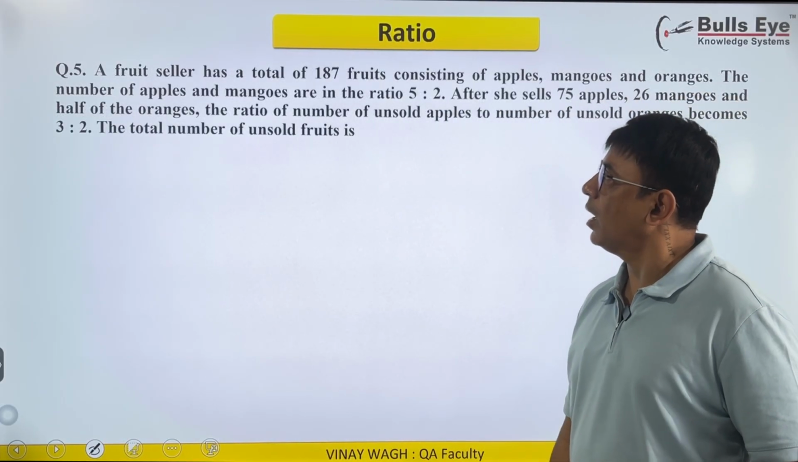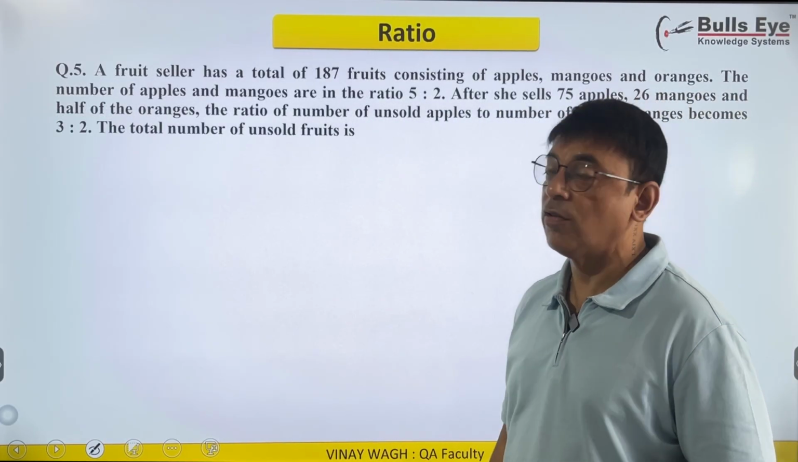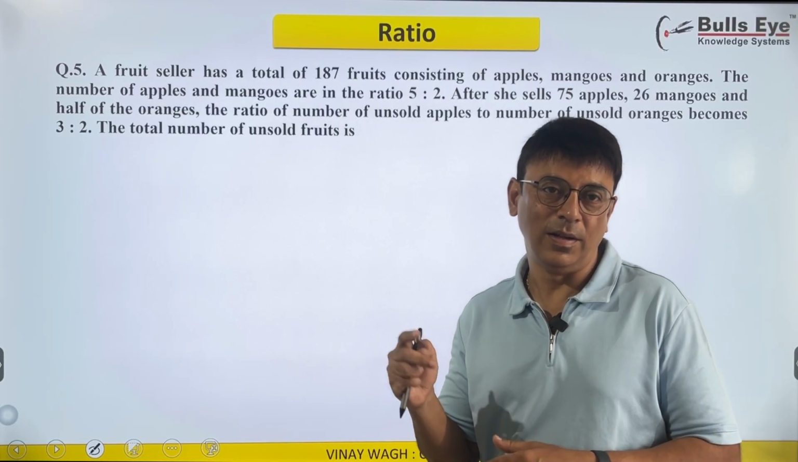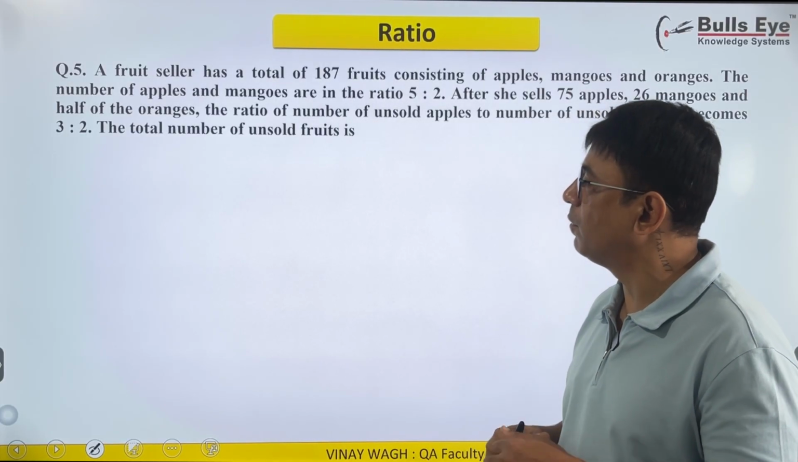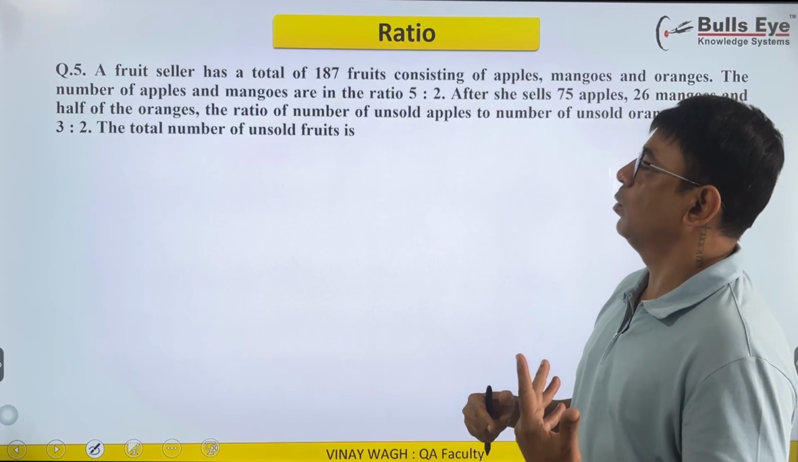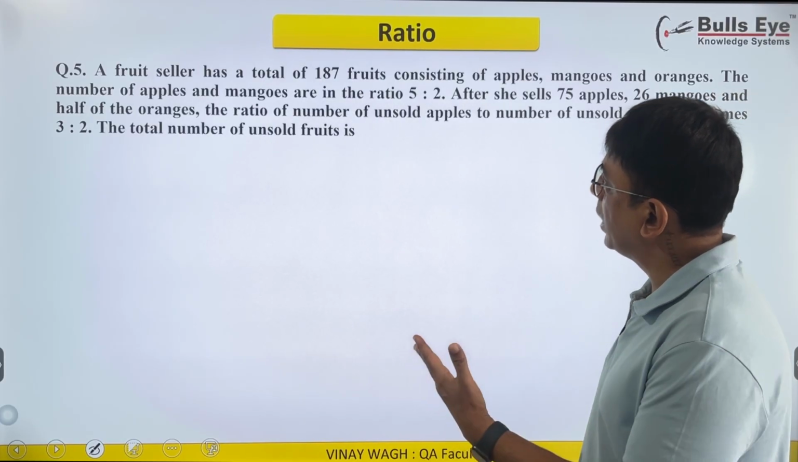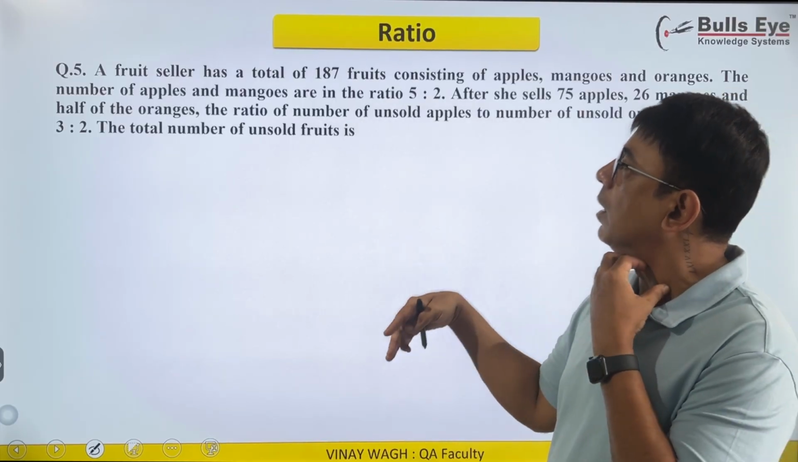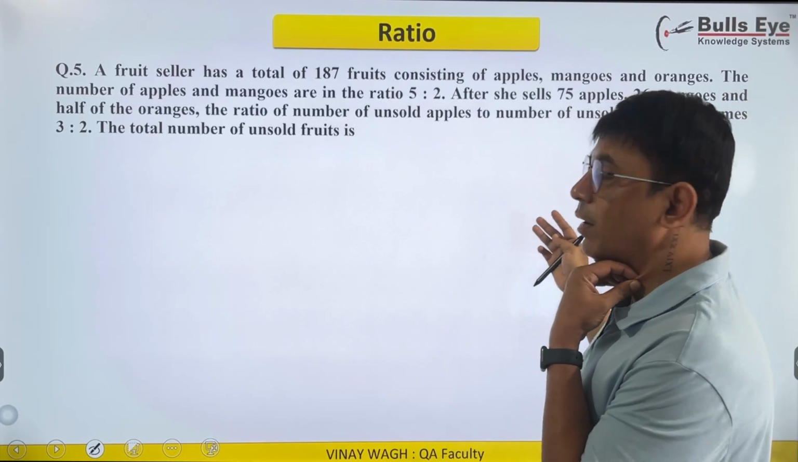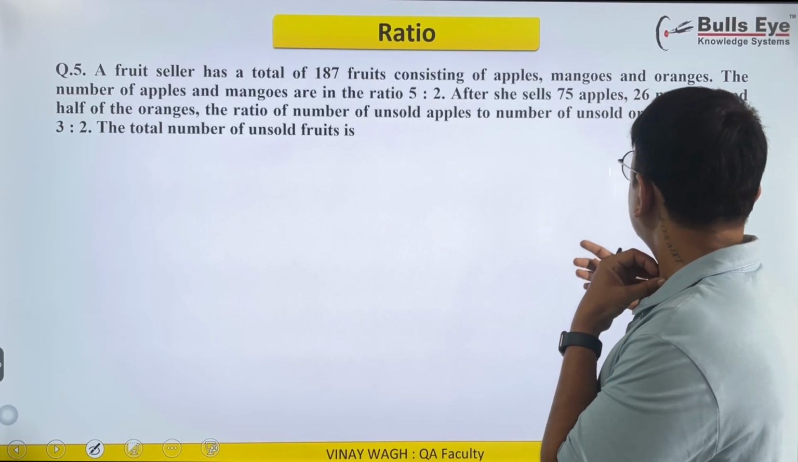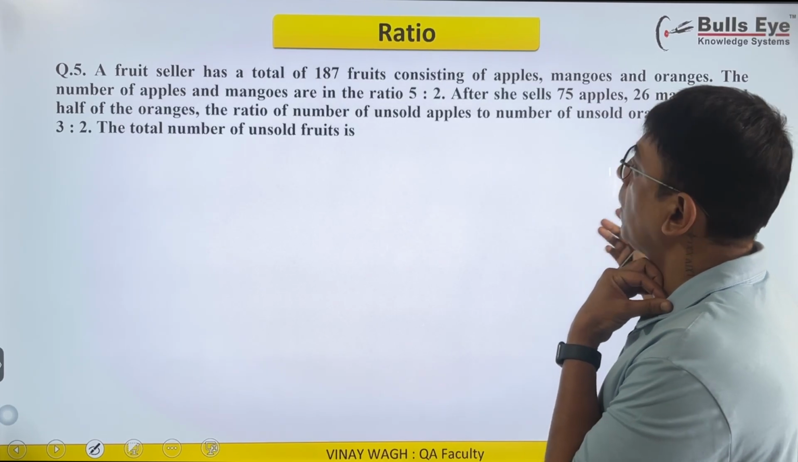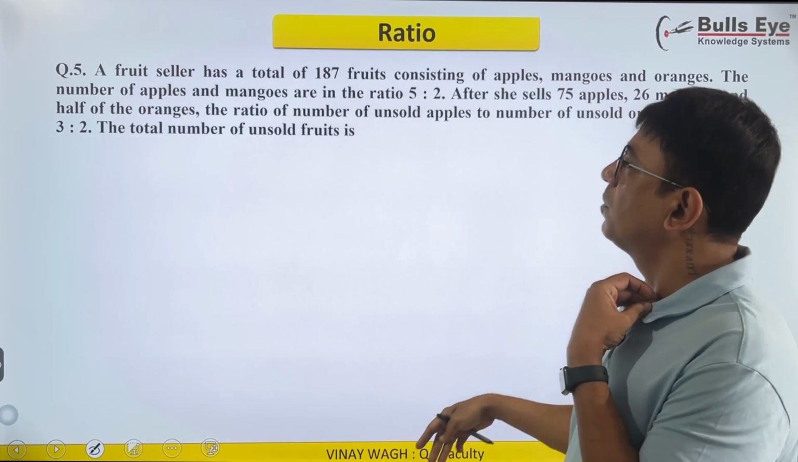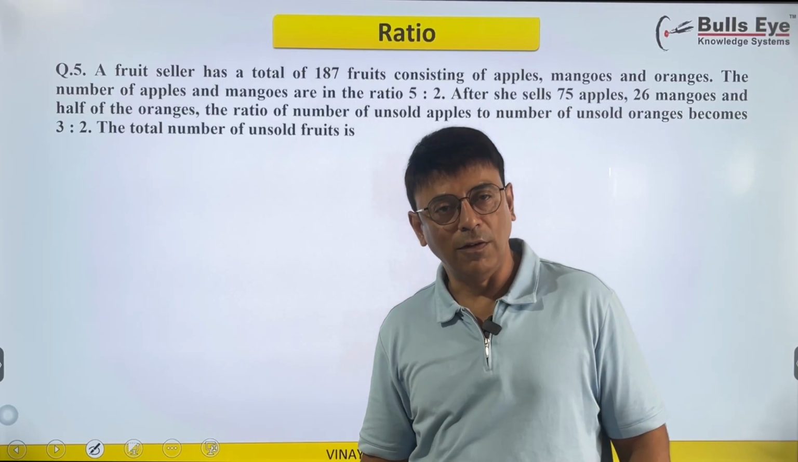A fruit seller has total of 187 fruits. So for a change, those replacement removals, there is a difference in the theme that we saw in the first 4 questions. This time it's a question of some combination of fruits, 187 in total, in the form of apples, mangoes and oranges. Number of apples and mangoes are in the ratio of 5:2. After she sells 75 apples, 26 mangoes and half of the oranges, then the number of unsold apples to the number of unsold oranges becomes 3:2.